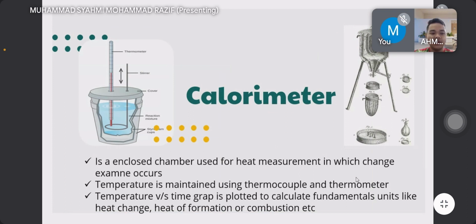For the calorimeter, first, it is an enclosed chamber used for heat measurement in which the change occurs. Second, temperature is maintained using a thermocouple and thermometer. Lastly, a temperature versus time graph is plotted to calculate fundamental quantities like heat change, heat of formation or combustion.